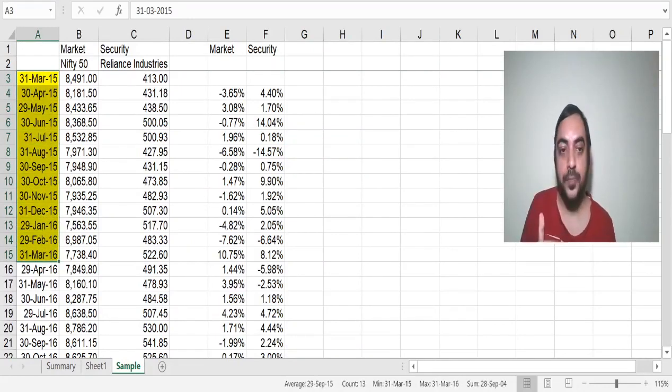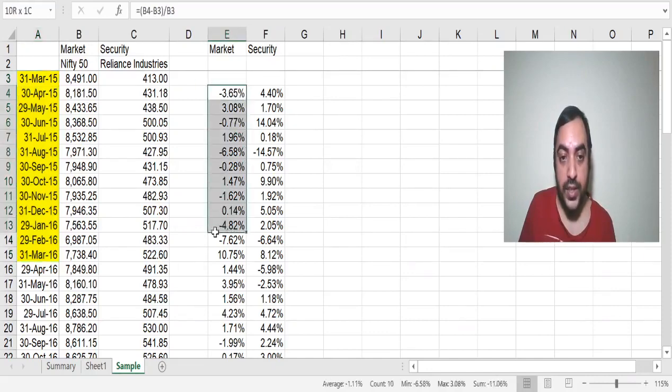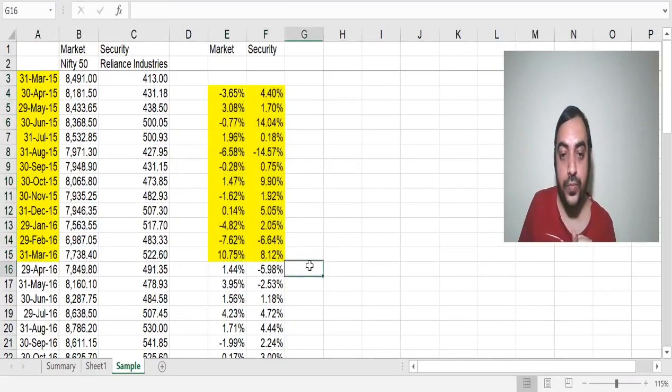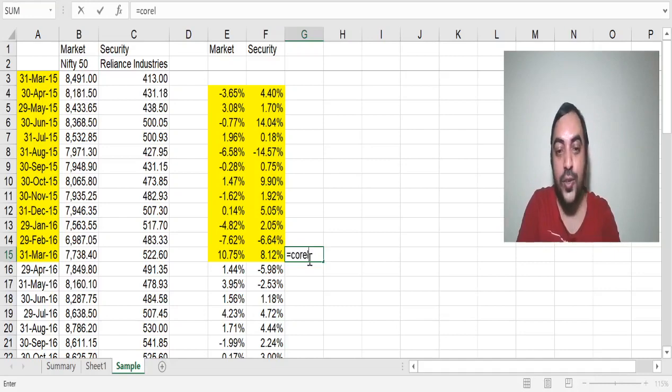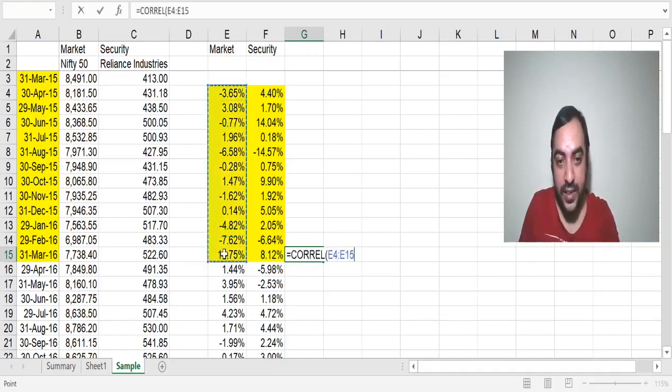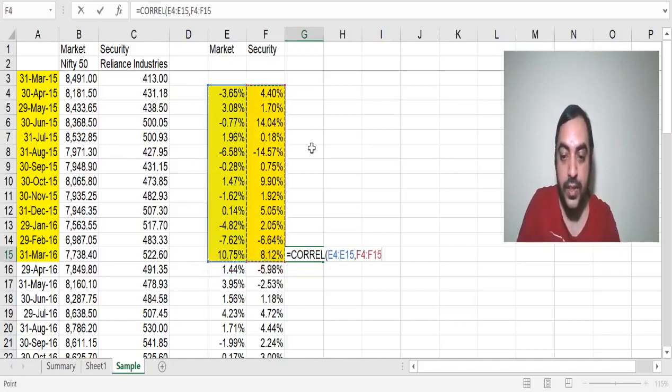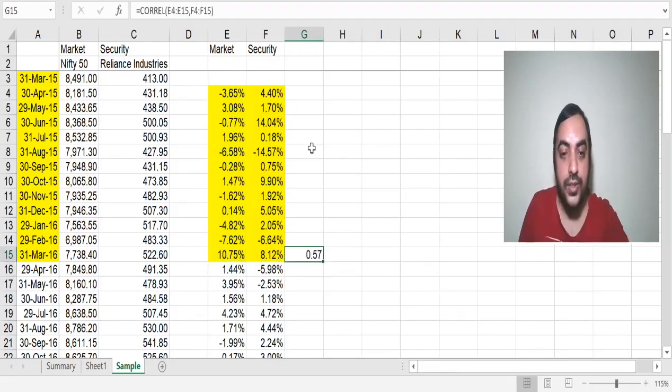So for 1 year, you will have 12 monthly returns. I'm highlighting in yellow. The correlation formula is covariance divided by standard deviation of security into standard deviation of market. No issue, you can use a formula called CORREL. Select the market monthly returns, then select the security returns. It is done. So this is the correlation, which is R.